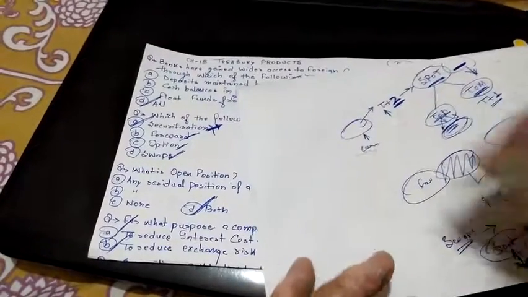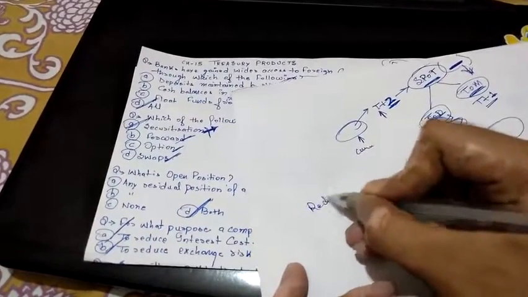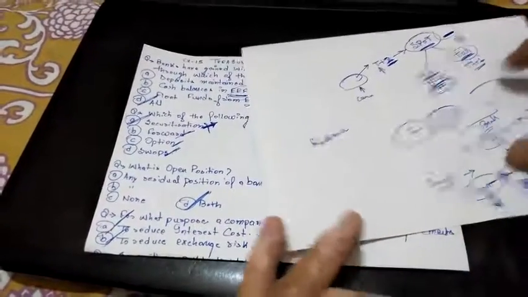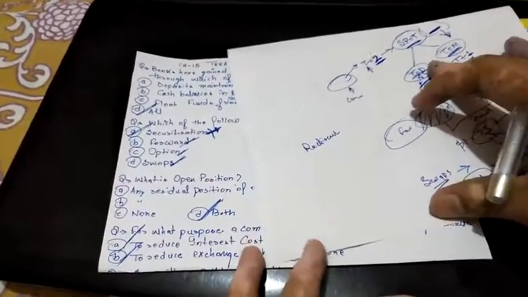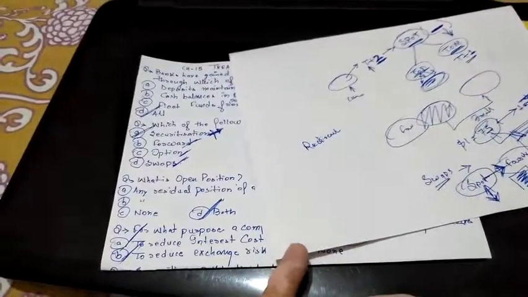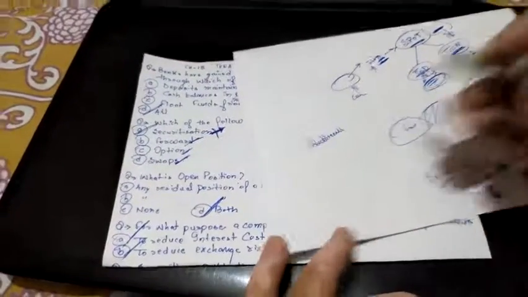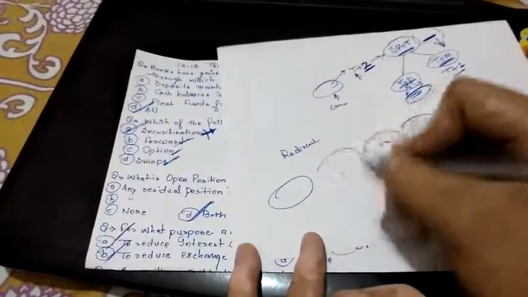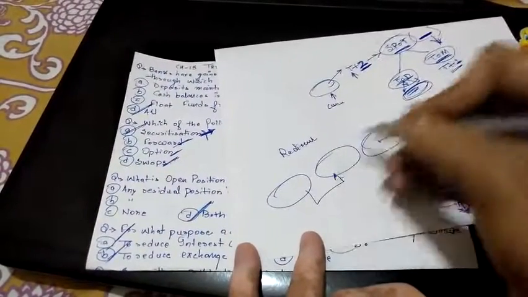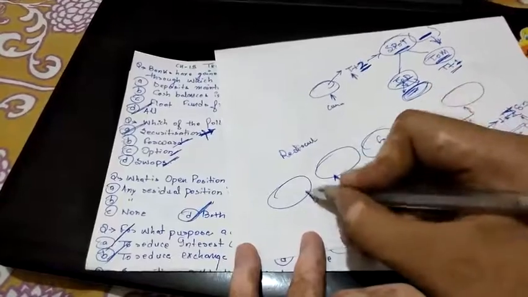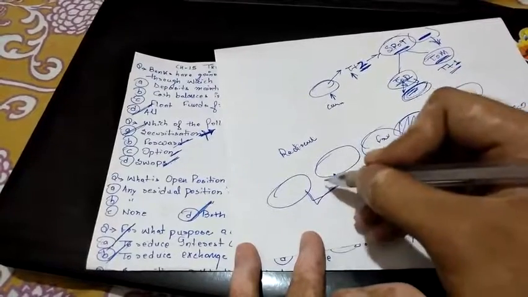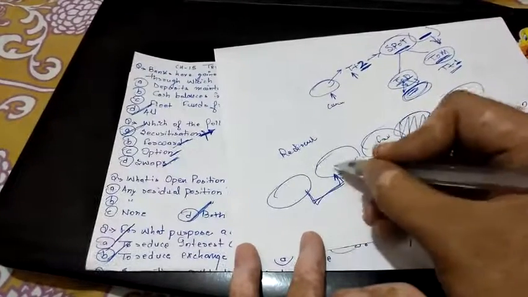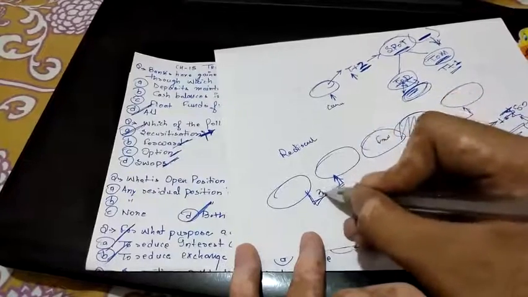The next product in the forex products is rediscounting. So what is rediscounting? First we will understand what is discounting. Discounting of the bill. For example, you are a businessman and you are dealing with another businessman. You bought something from the businessman, so you need to pay, but the other businessman is saying pay me after 3 months.